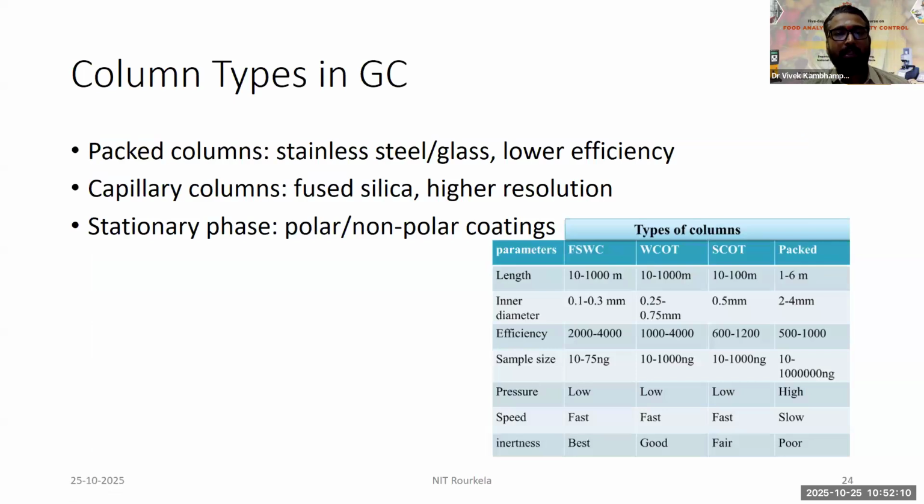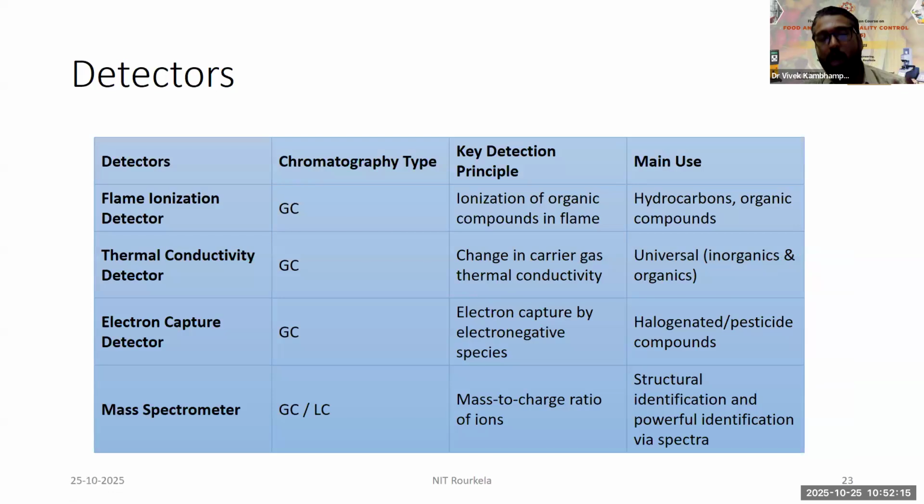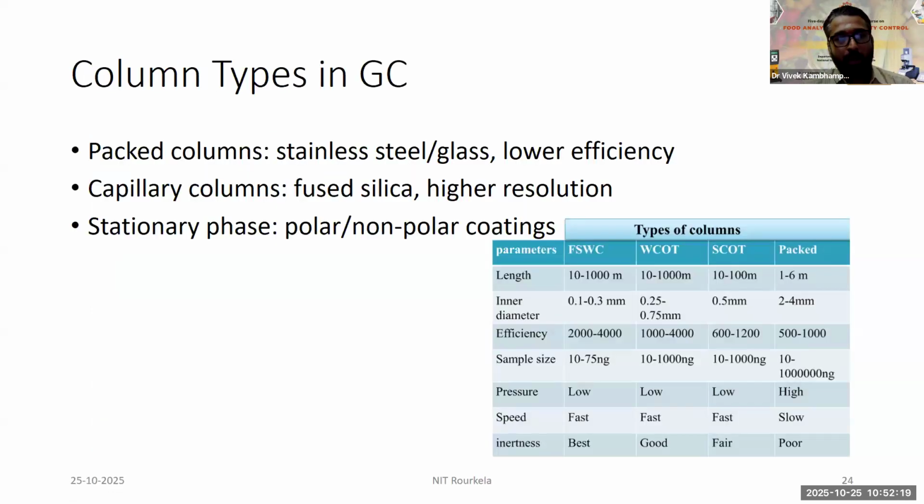Column types in the GC. These are different detectors you can use. Commonly used detectors in the food system, I'm telling. Right? Different columns: packed column, capillary column, stationary phase column. See, this stationary phase column can be used for polar, non-polar coatings. Capillary columns, this will be fused silica or high resolution.